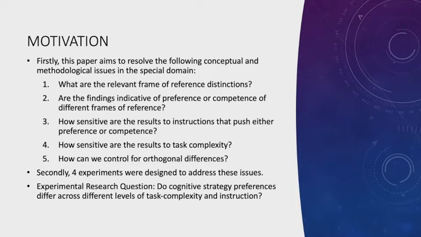Secondly, 4 experiments were designed to address these issues. The experimental research question is, do cognitive strategy preferences differ across different levels of task complexity and instruction?